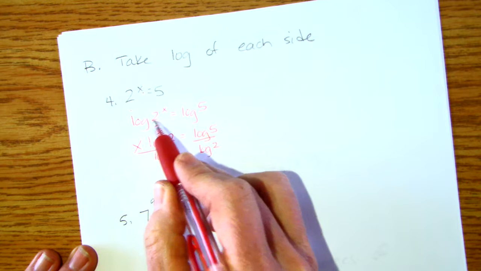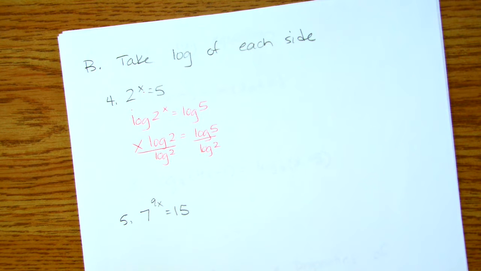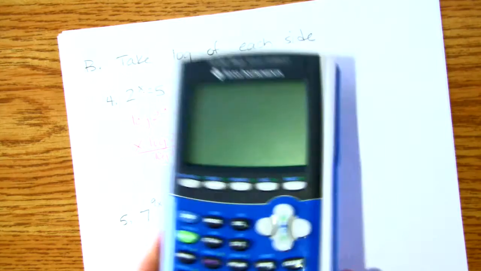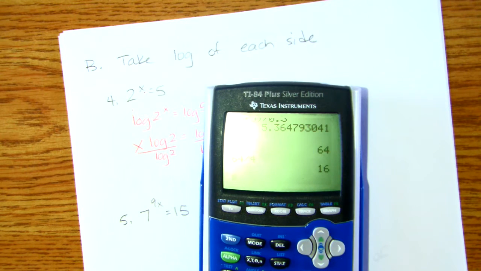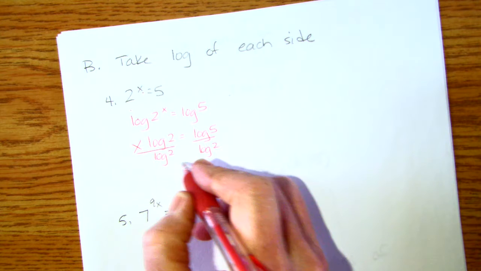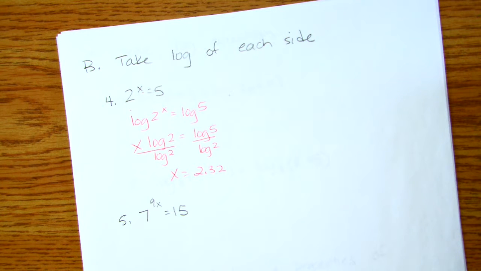And since I used base 10, then my calculator can do the work. And I take out my calculator, and I type in the log of 5 divided by the log of 2. And I get 2.32. And we know that makes sense. x equals 2.32, because we know it's going to be a little more than 2.